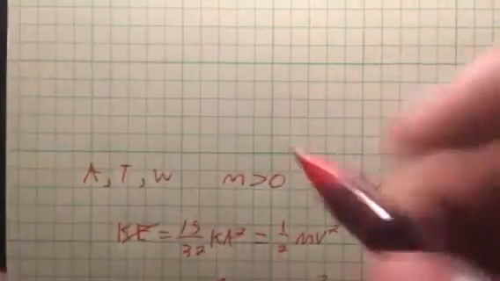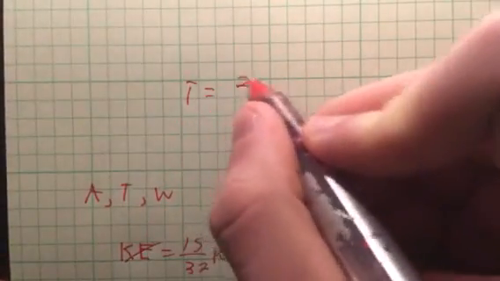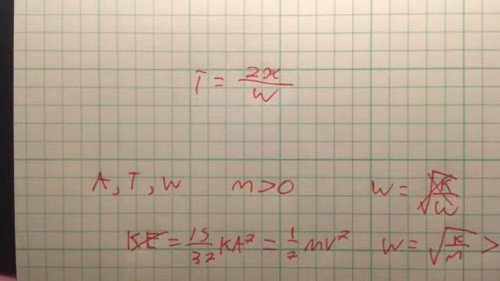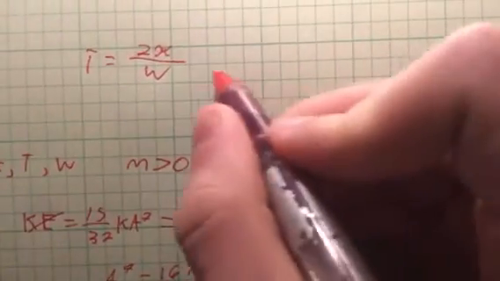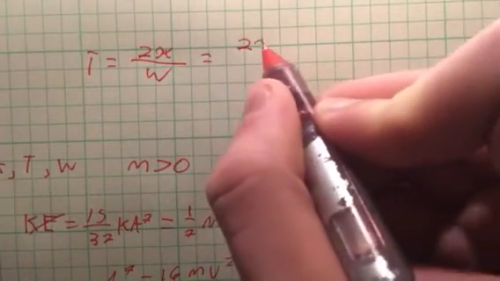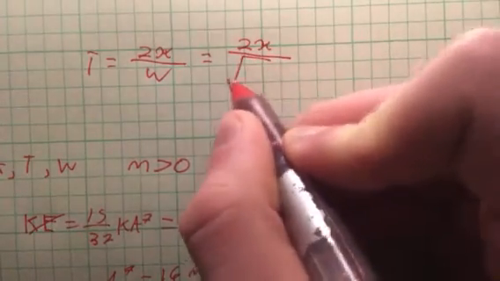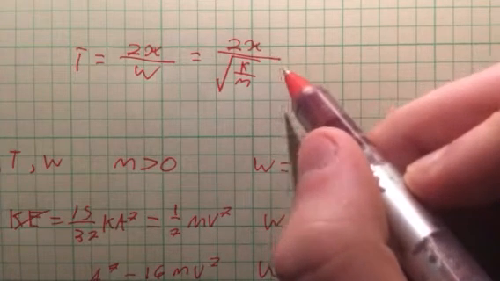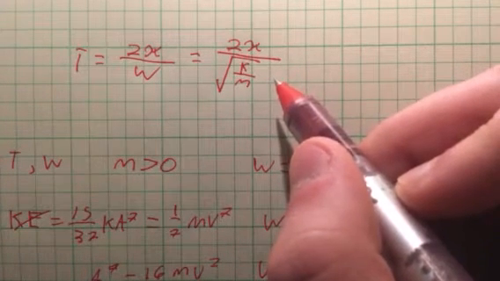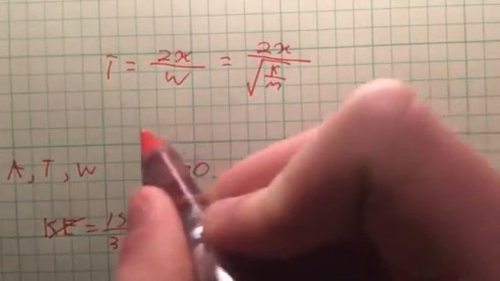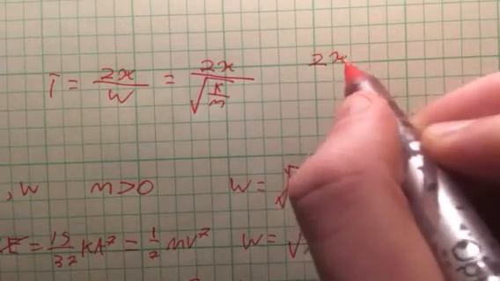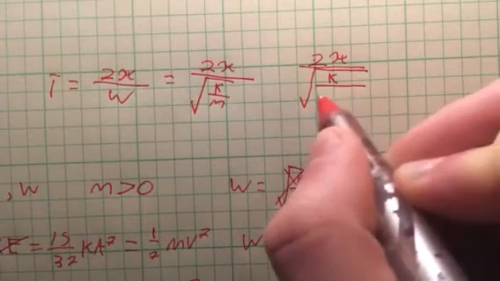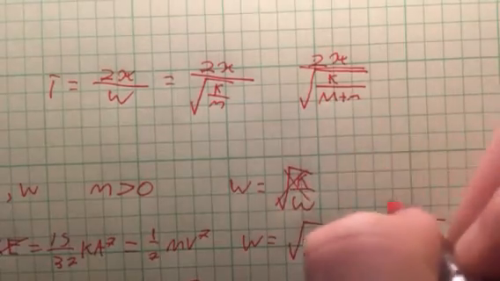We're going to move on to T. So if you remember, the period is equal to 2 pi over angular frequency. Let me just check that real quick to make sure that I'm on the right track. Yeah, that's what it is. Okay, so that means we can set that equal to 2 pi over the square root of k over m. So if we remember, we can also set this up as 2 pi over the square root of k over big M plus little m.